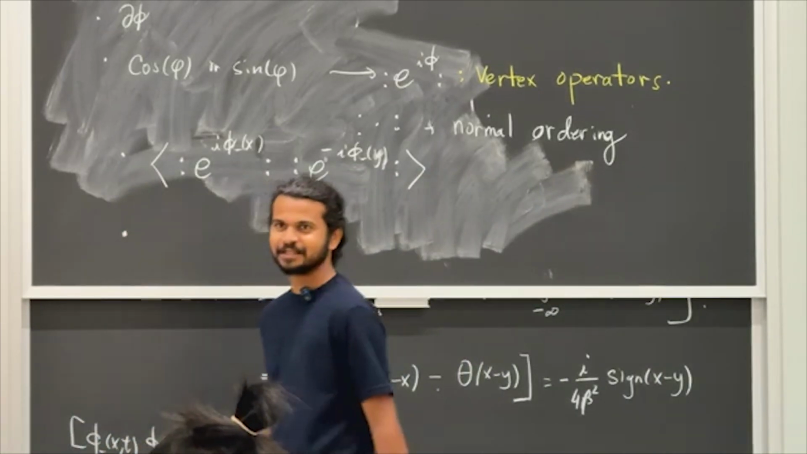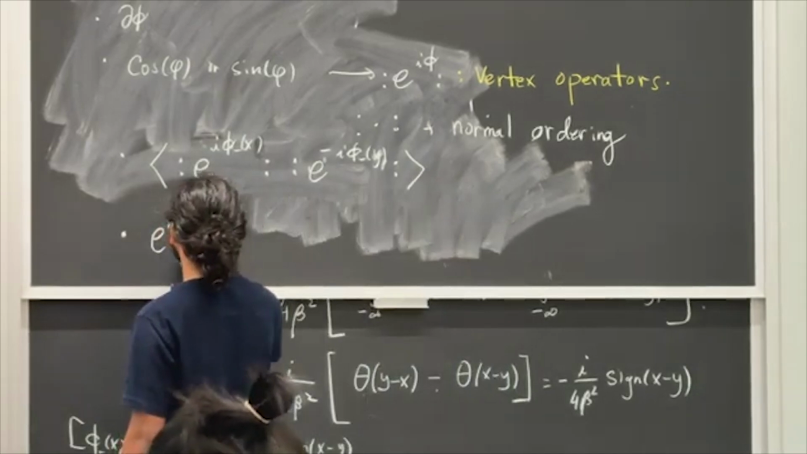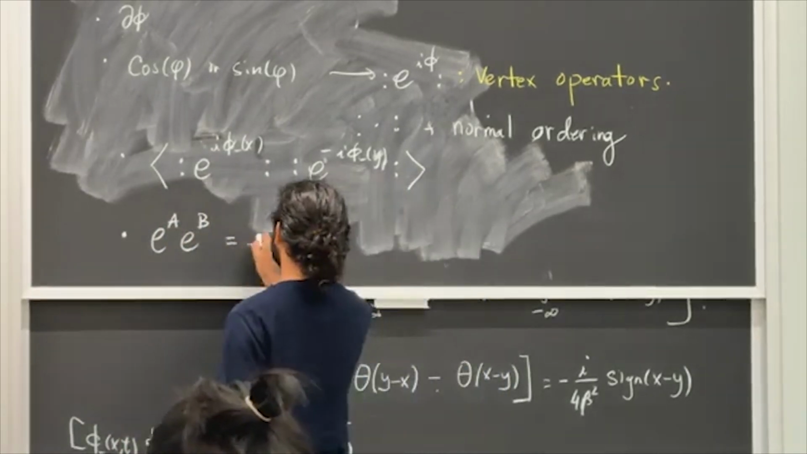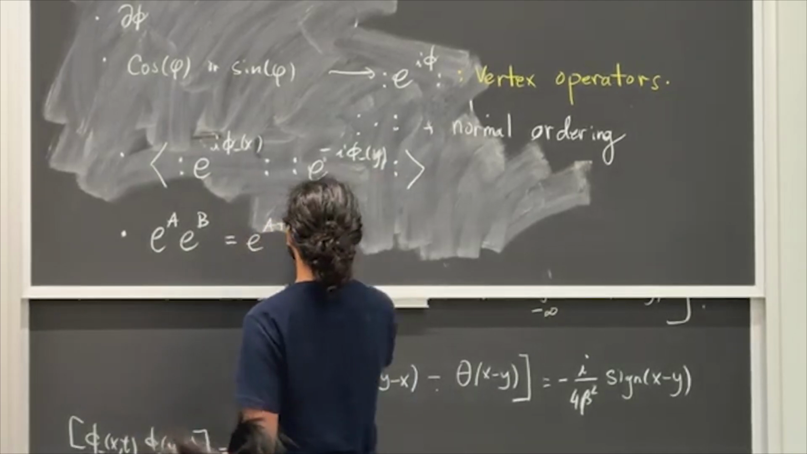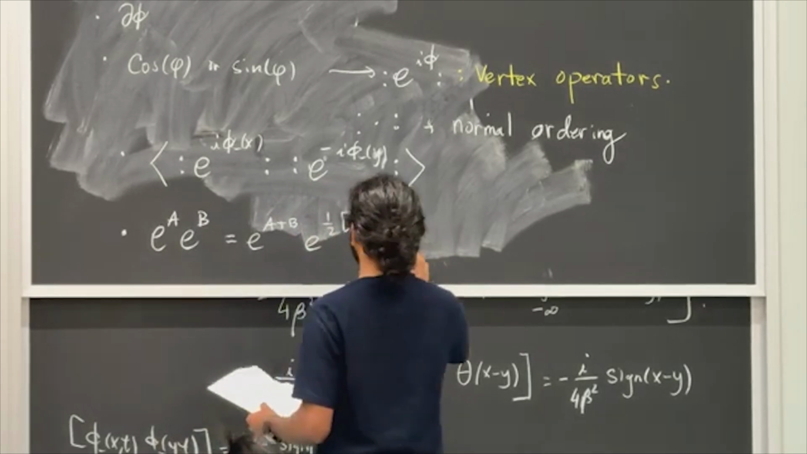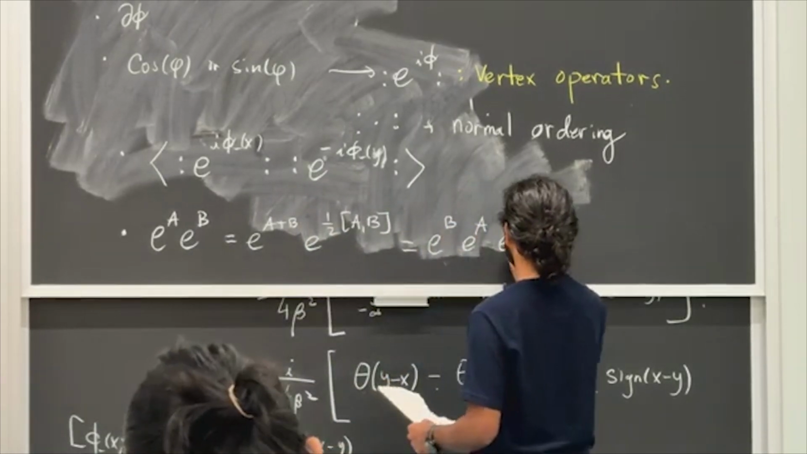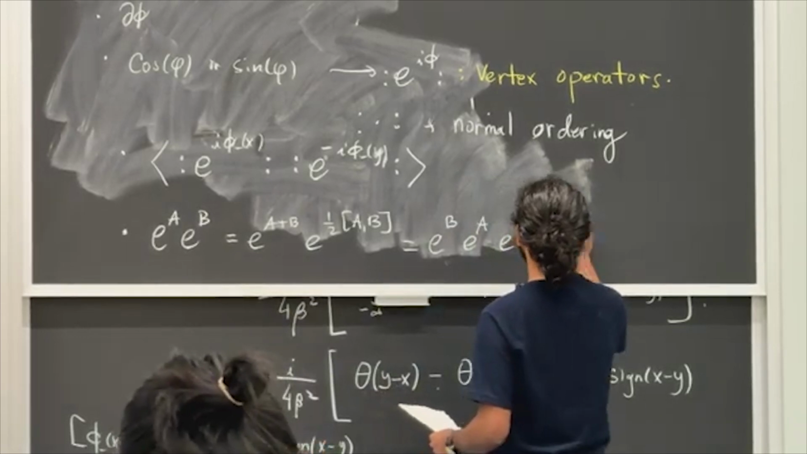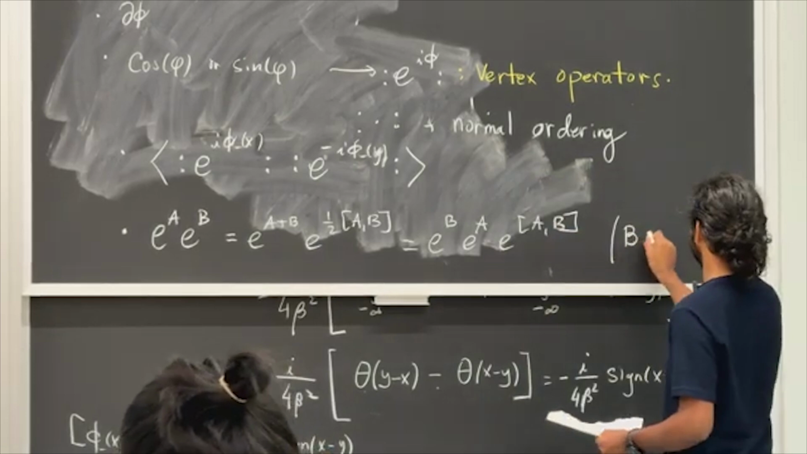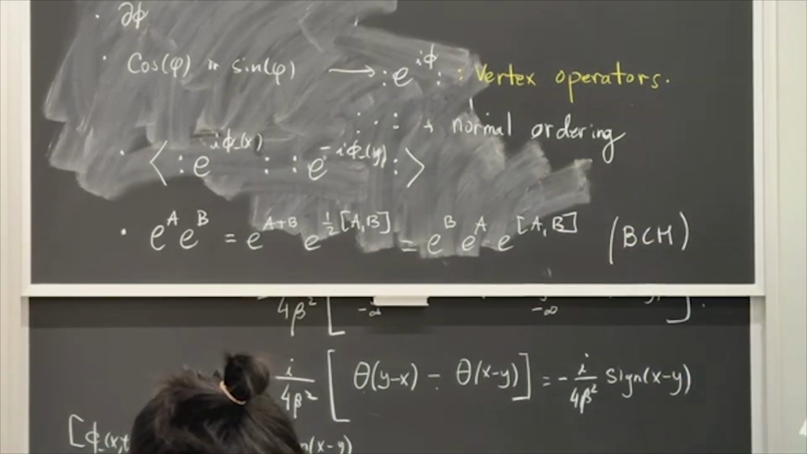basic quantum mechanics lessons and recall the BCH identity. This is equal to e to the a plus b e to the half ab, or I can flip them around, e to b e to the a, at the cost of a commutator. That's the BCH. Baker, Campbell, and Hausdorff, yeah.